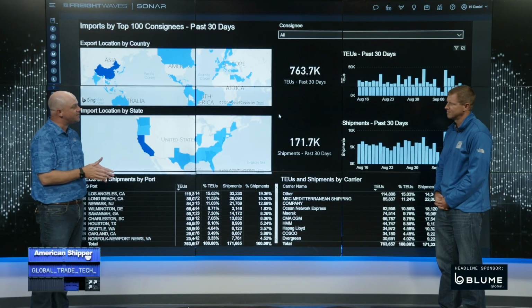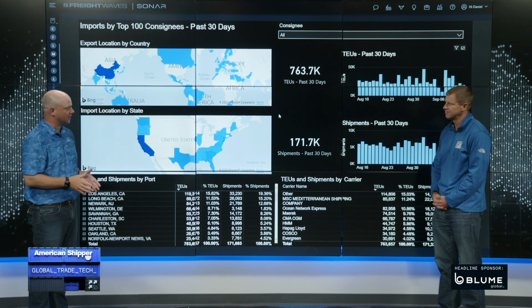We're going to talk about our brand new market intelligence product for the global freight market. And specifically, you're going to show us how all these functions and all these data sets can be used to make decisions that impact the US freight market.